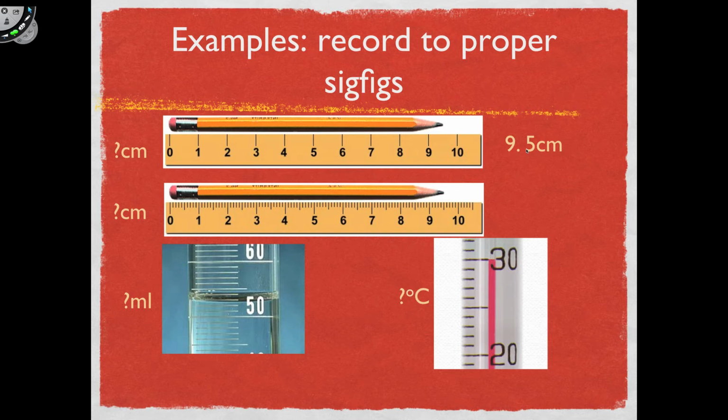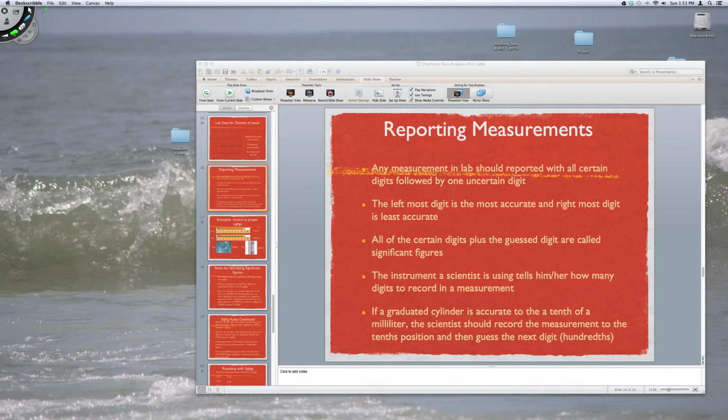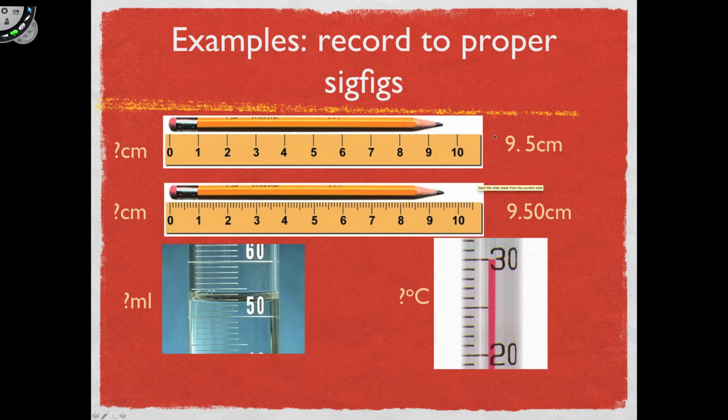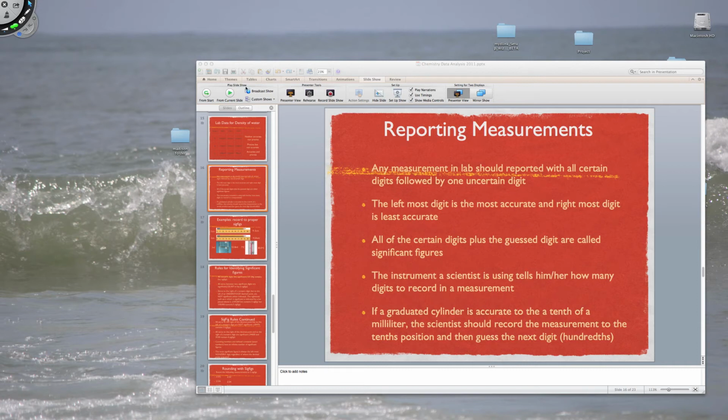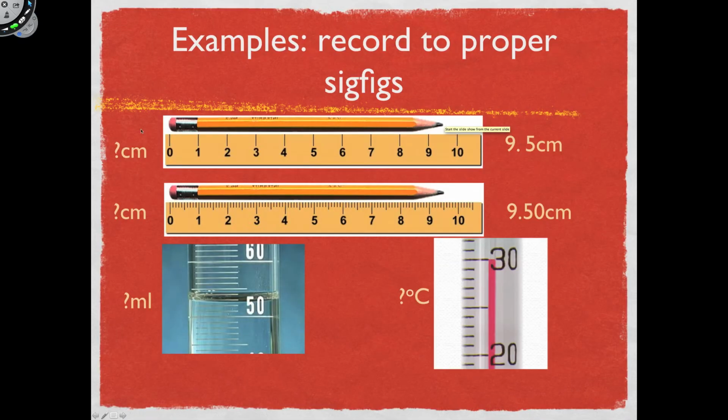So if I was recording the length of this pencil, and I wrote, say, 9 centimeters, well, now I'm telling anybody that's looking at my measurement that I didn't have any certain digits, that I was guessing the 9. And that's just not true. I'm certain of the 9 using this ruler.